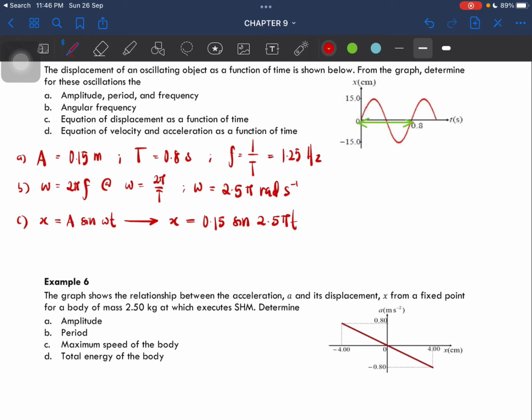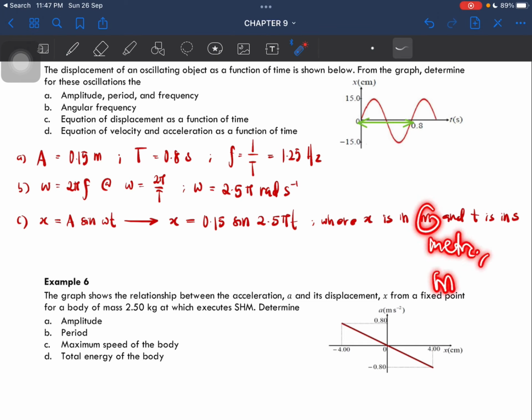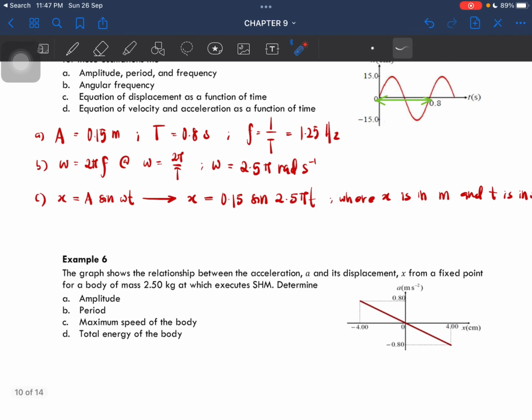Okay, this is not the end. You have to also write where x and t are. x is in meter, since we converted from centimeter earlier, and t is in second. Make sure you write meter in full instead of just m. And this one also, I'm just too lazy to write the full word.